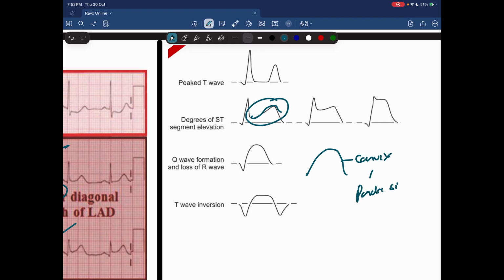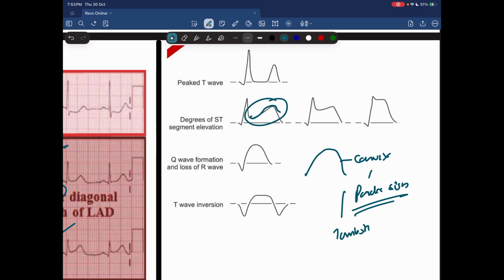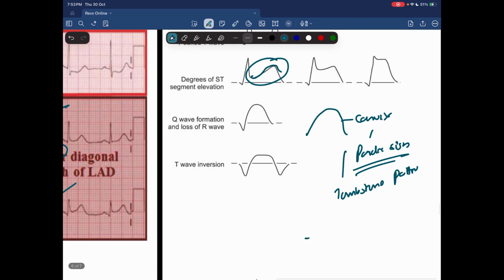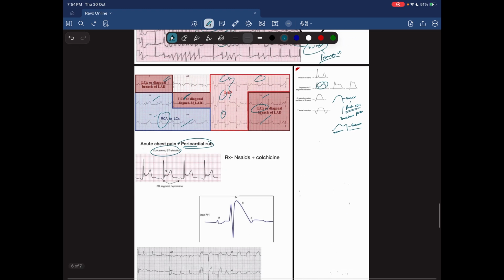Pardee sign is also known as the tombstone pattern, because patients die. But if it is a concave upward pattern, if the ST elevation is somewhere like this, it is concave upwards. This is seen with pericarditis. Very important. So we'll go with pericarditis.